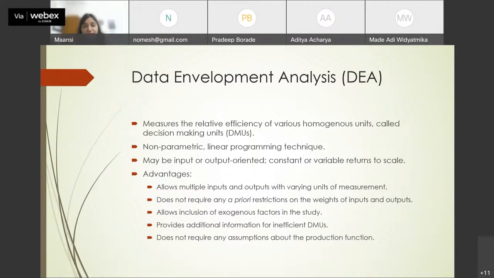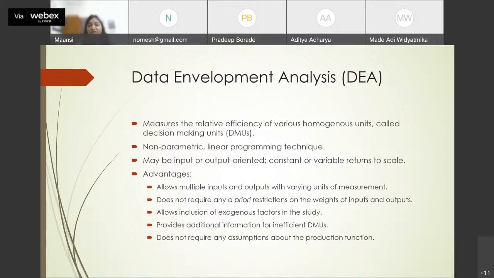So what is DEA, Data Envelopment Analysis? DEA measures the relative efficiency of various homogeneous units known as decision-making units. In our case, that would be your high courts. And what we're trying to study is measuring the relative efficiency and not the absolute efficiency of the courts. It's a non-parametric linear programming technique. It may be input or output oriented, which I'll explain in the next slide, and it may take up the assumption of constant or variable returns to scale, depending on the study that you're doing.